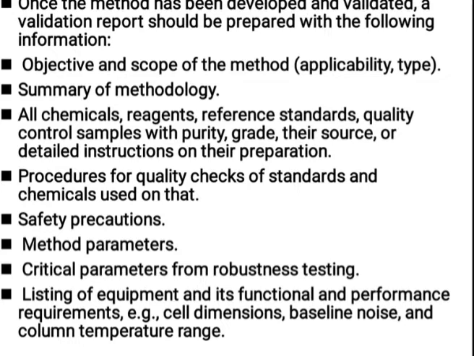As I have already told, the objective and scope of the method means applicability, type of the method, summary of the method, then all chemical reagents, reference standards, quality control samples with purity, grade, their sources, and detailed instructions on their preparation can be written in a validation report. Their procedures for quality checks of standards and chemicals used can be written. Their safety precautions, method parameters, critical parameters from robustness testing, listing of equipment and its functional and performance requirements, cell dimensions, baseline noise and column temperature range. Each and every parameter can be noted in the validation report.